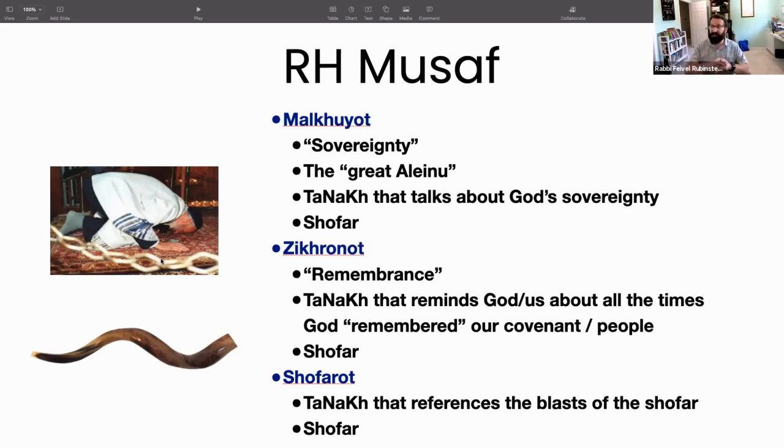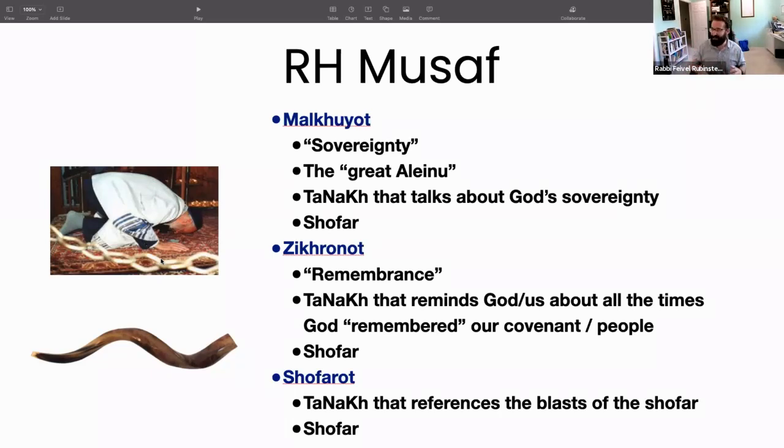Malchuyot is all about the sovereignty of God, God as king. This is where we have the great Aleinu, the big Aleinu, where we bow all the way down to the ground. It was actually originally written just for here. According to the Talmud, Rosh Hashanah is the only time of the whole year we actually say Aleinu. Adding it into our regular services came way later in how the siddur evolved, mostly because people loved it so much on Rosh Hashanah. But really, this is where it was written for.